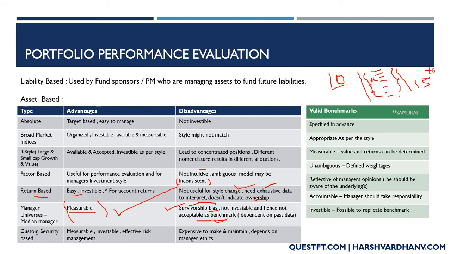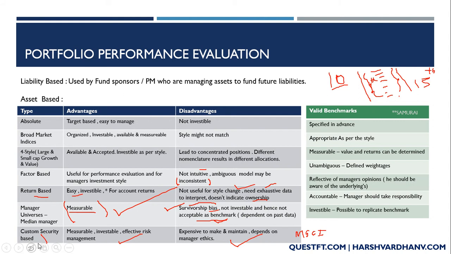Okay. Custom security based is measurable, investable. This is what MSCI and JP Morgan and Moody's, all these guys do. They make custom benchmarks for you based on your investment style, objective, and analysis.